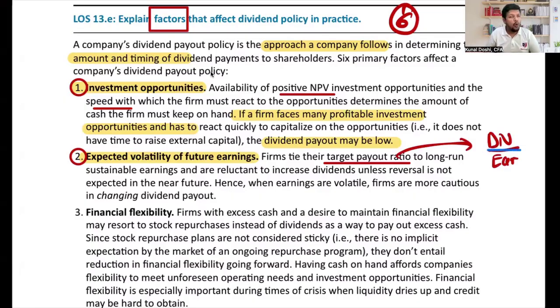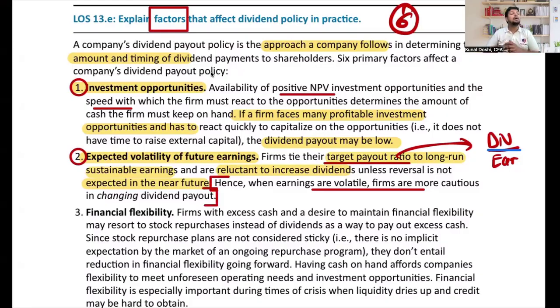In this case, your dividends will change in accordance with the earnings, but the payout ratio will remain constant. So firms tie their target payout ratio to long-term sustainable earnings and are reluctant to increase dividends unless the earnings are also expected to increase. So even if the earnings are volatile, what will happen? Companies will not try to change their payout policy.